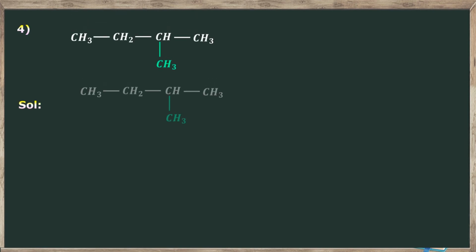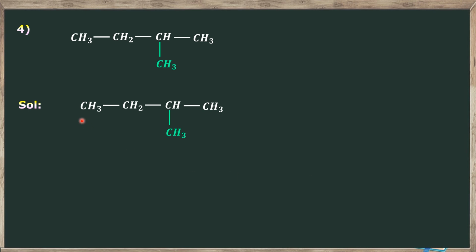Next problem, problem number 4, solution. So obviously we can observe this as the parent chain, and one methyl group has been attached to the carbon atom here. If only one substituent is there, at that time the numbering of the carbon atoms in the parent chain is done in such a way that the carbon atom carrying the substituent should get the lowest possible number. For that reason, I am numbering this chain from right to left.